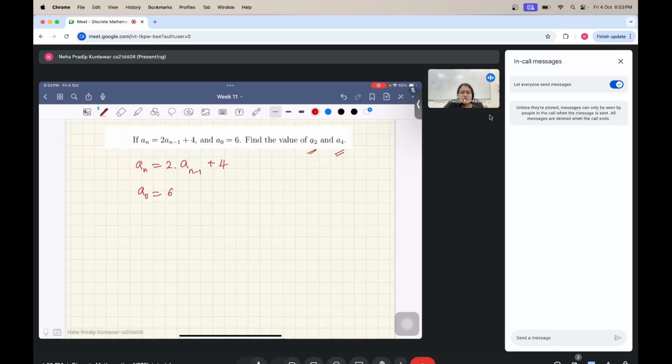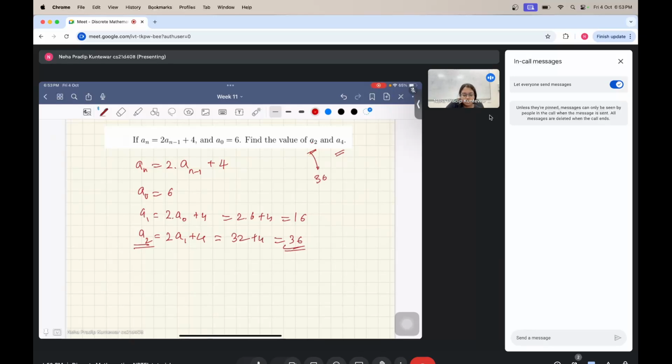One thing that you could do is something that we did just now. You could just substitute. So a_1 is 2 times a_0 plus 4, which is 2 times 6 plus 4, which is 16. Then a_2 is 2 times a_1 plus 4, which is 32 plus 4, which is 36. So a_2 now is 36.